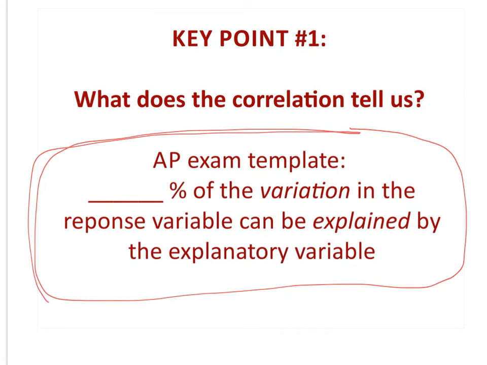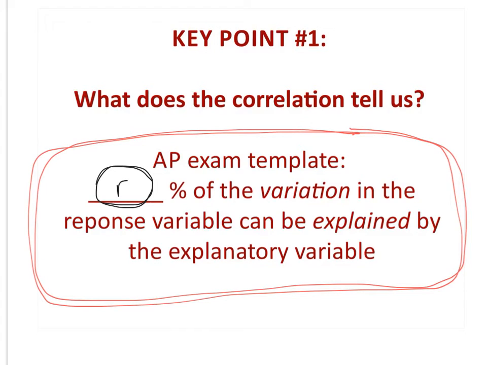This is the format we're going to use. Correlation is going to be a decimal that we can convert to a percent. This right here is R, or whatever the correlation is.